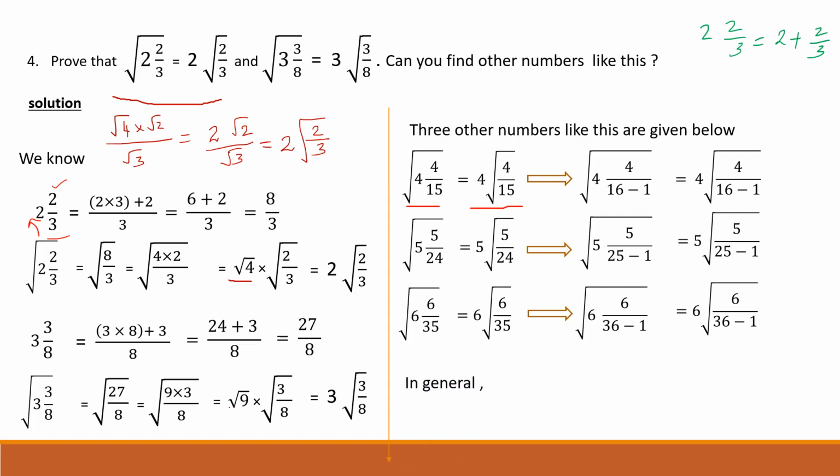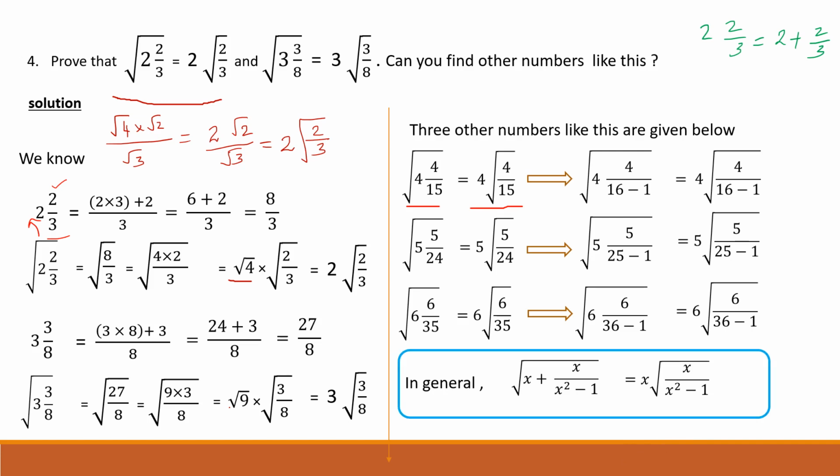In general, if we call the number x, it will be x into x/x² - 1, right? Now, there is no harm in putting a plus here. So square root of x plus x/x² - 1 equals, very good, x times square root of x/x² - 1. And this is the generalization. Using this you can find any numbers.